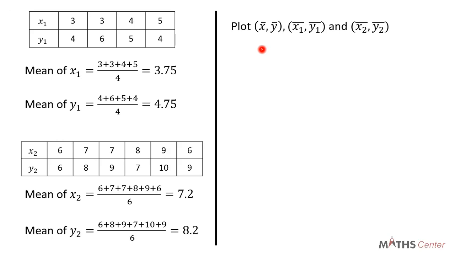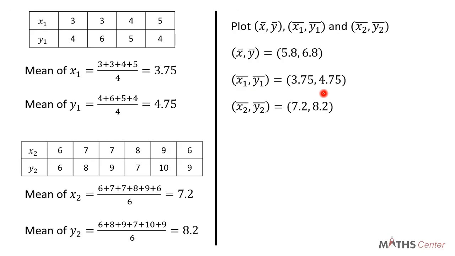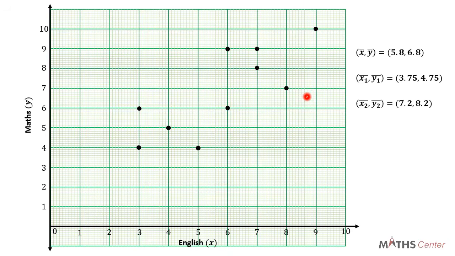We are going to plot x mean, y mean, x1 mean, y1 mean, x2 mean, y2 mean on the scatter diagram. Then we will draw the line of best fit through them. X mean, y mean is 5.8, 6.8. X1 mean, y1 mean is 3.75, 4.75. And x2 mean, y2 mean is 7.2, 8.2. Let's plot these points on the scatter diagram.